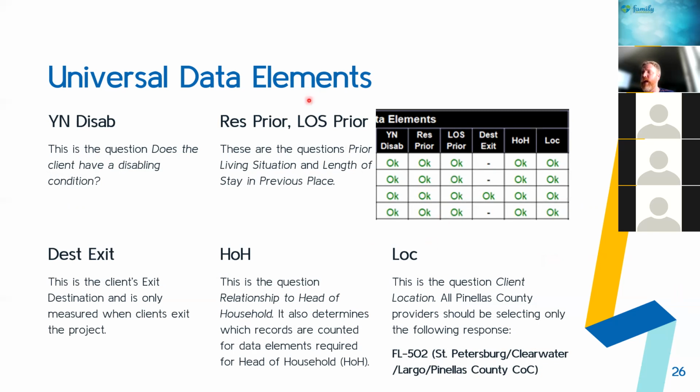Res prior and LOS prior are getting into the homeless history questions. It is prior living situation and length of stay in previous place. Destination is only going to show up for those clients that have been exited. But when they are exited again, it's just looking for anything but that. So client doesn't know, client refused, no exit interview completed. All of that is considered to be a complete response.